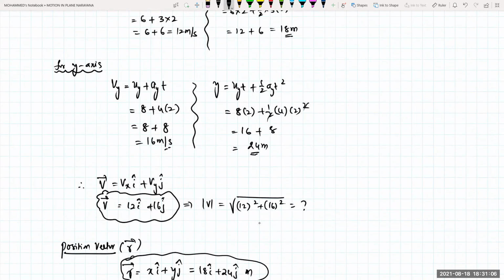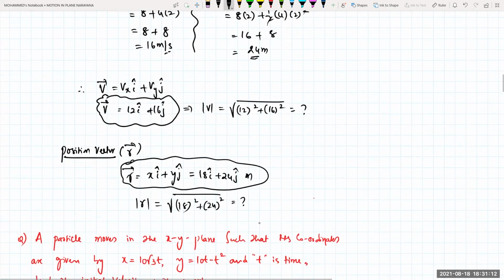The displacement along x will be 18 meters and along y, 24 meters. That means the position vector will be equal to x i cap plus y j cap, so 18i cap plus 24j cap. If it's asking for the magnitude, you just take the square root of 12 squared plus 16 squared. For the position vector, it means the square root of 18 squared plus 24 squared.